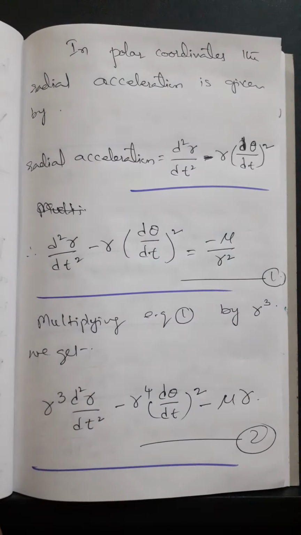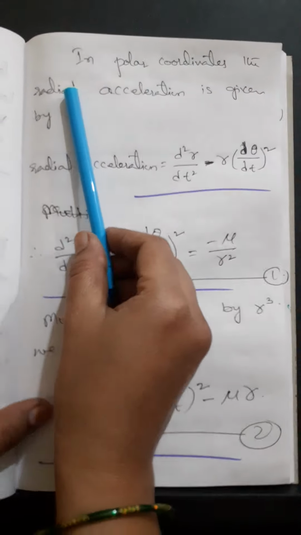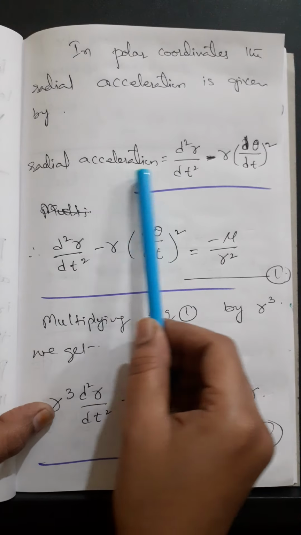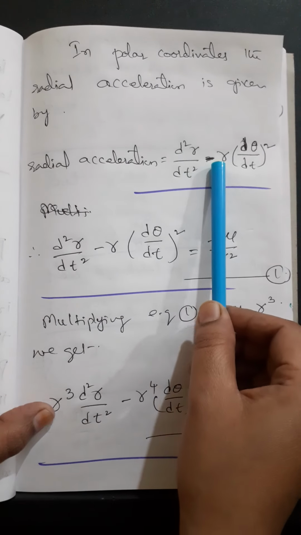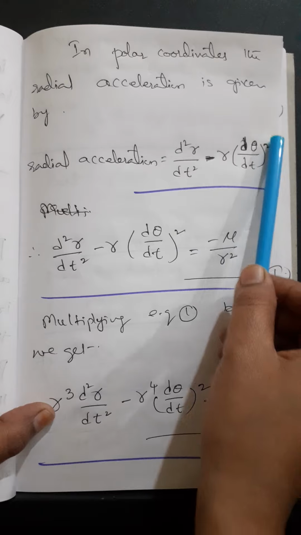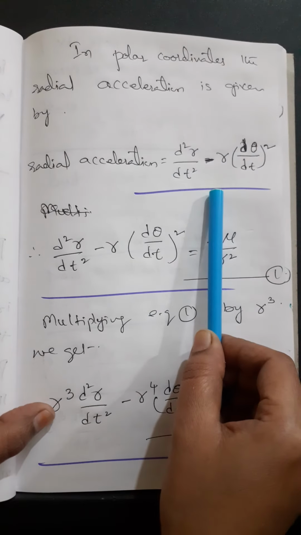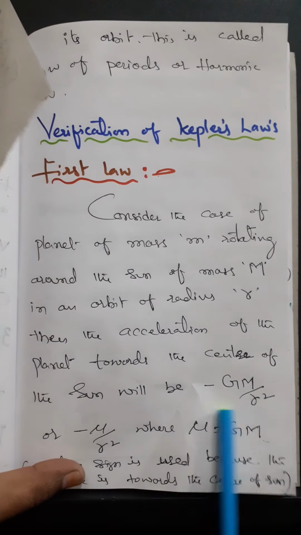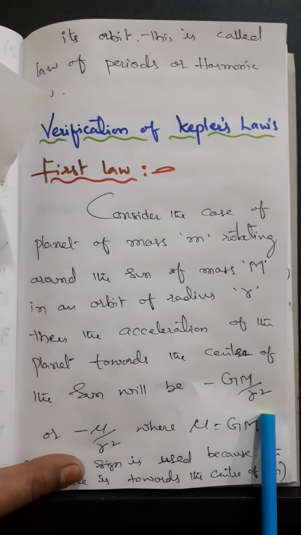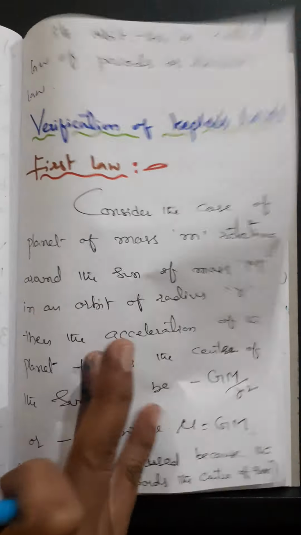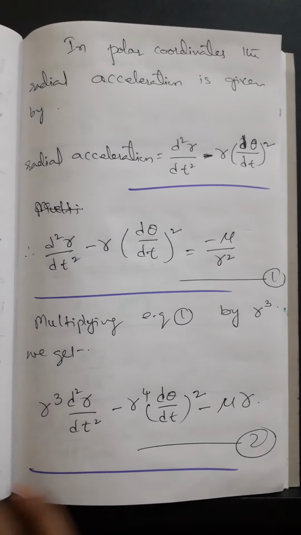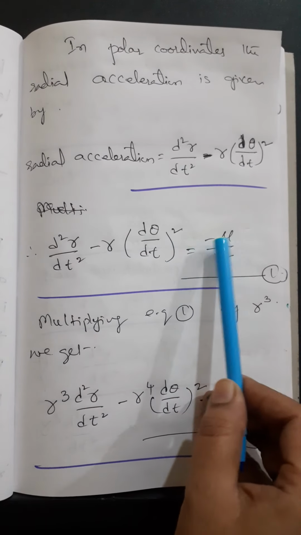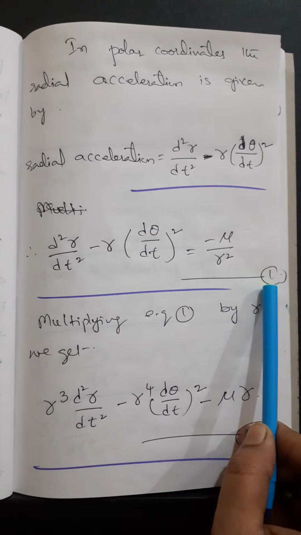Now, in polar coordinates the radial acceleration is given by d square r by dt square minus r times (d theta by dt) whole square. We have to remember this equation. This radial acceleration is equal to the acceleration minus mu by r square, so we equate the two: d square r by dt square minus r (d theta by dt) whole square is equal to minus mu by r square. Let us take this as equation number 1.